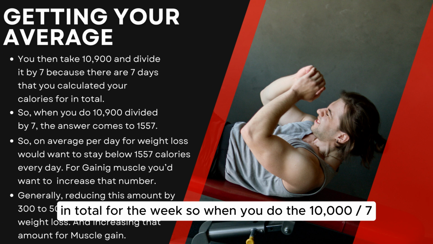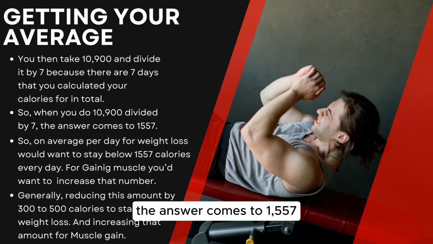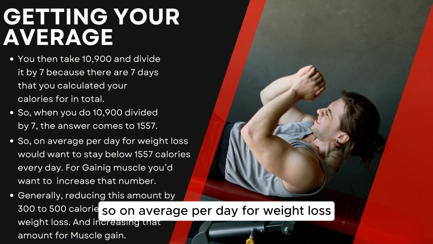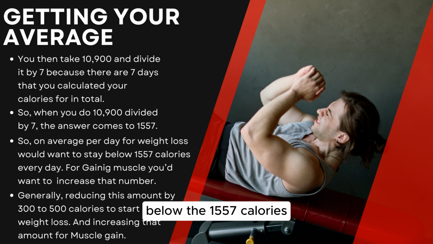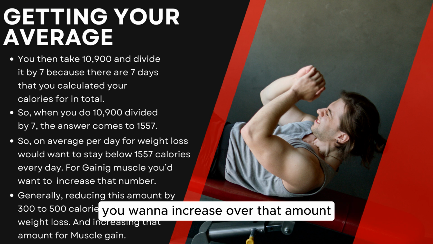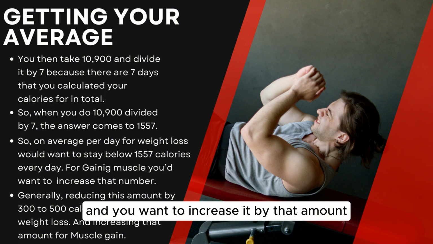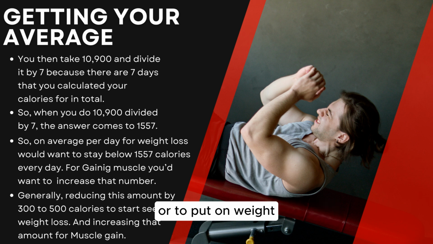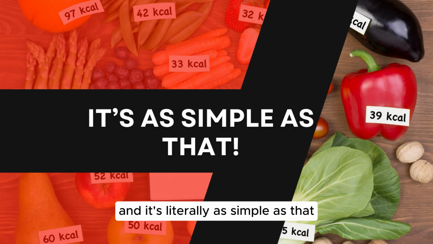So when you do the 10,000 divided by 7, the answer comes to 1,557. So on average per day for weight loss, you want to stay below that number, below the 1,557 calories. And for increasing weight and also building muscle, you want to increase over that amount. So you generally want to reduce the amount by 300 to 500 calories below that amount for weight loss, and you want to increase it by that amount over the 1,557 in order to put on muscle or to put on weight. And it's literally as simple as that.